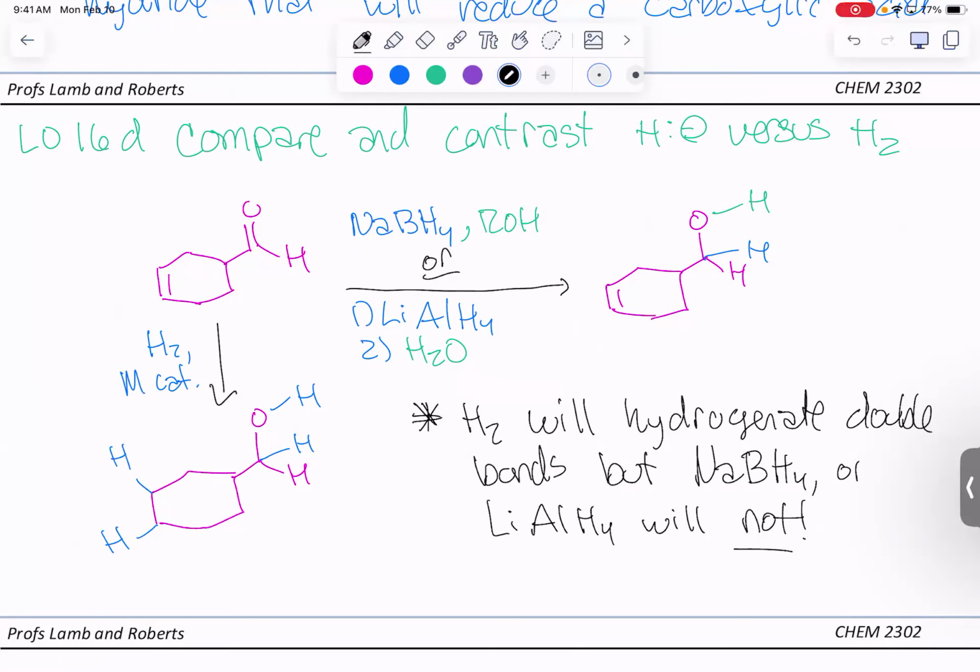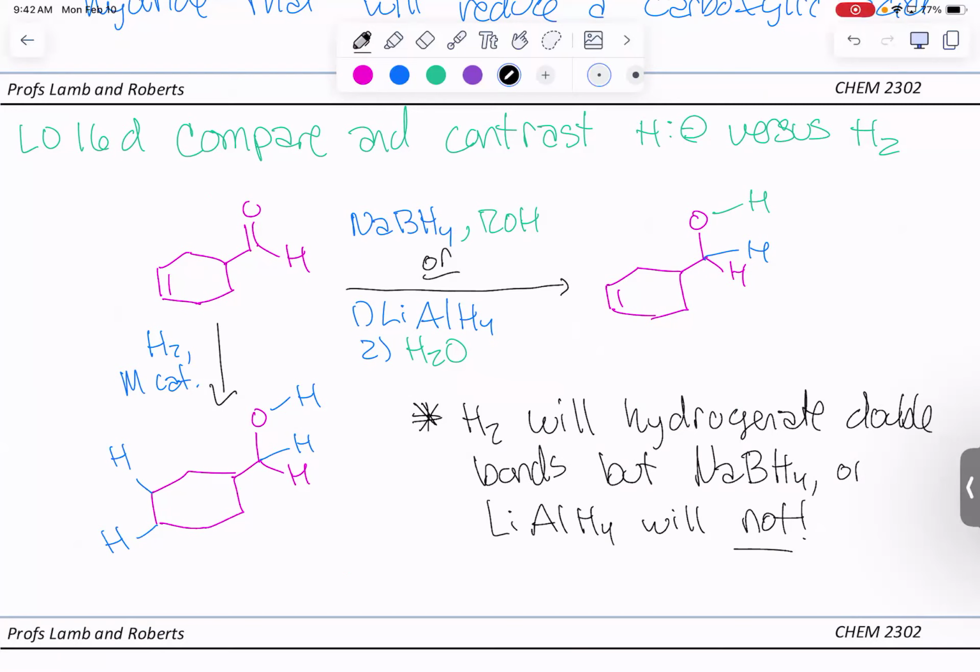So for those of you who couldn't hear, if you were to only add in a single equivalent of H2, would you be able to, the word is chemoselectively, reduce down one or the other? This is a pretty unselective reagent and reaction, so you'd end up getting a mixture of both.